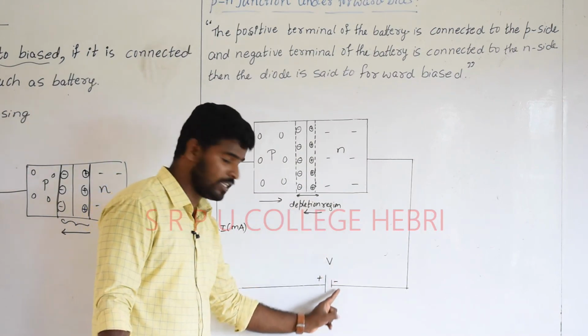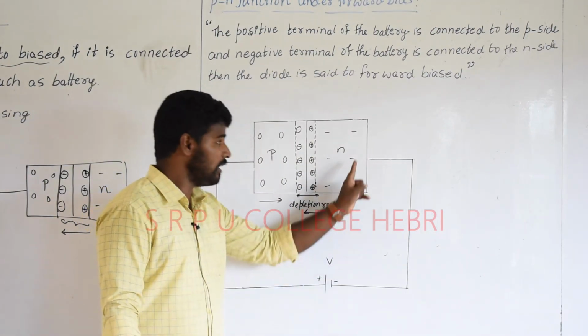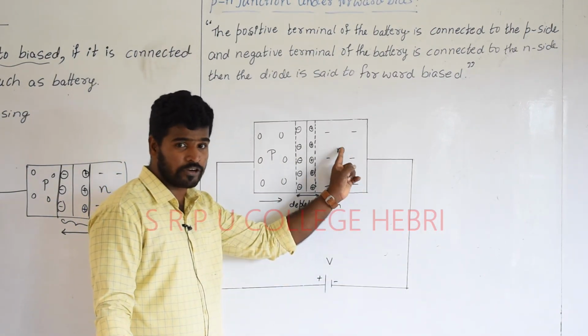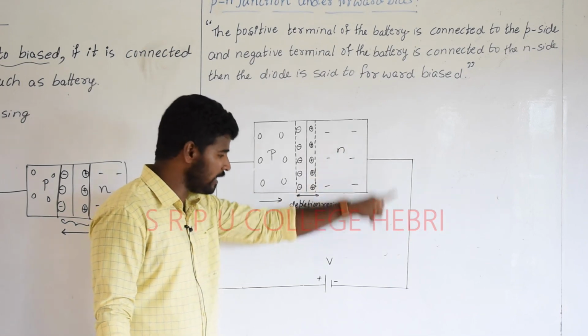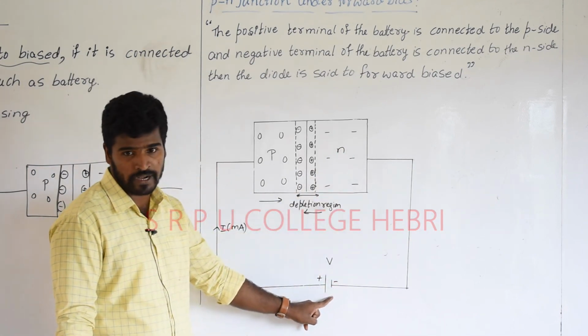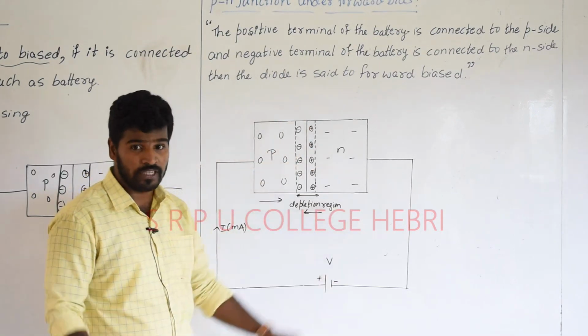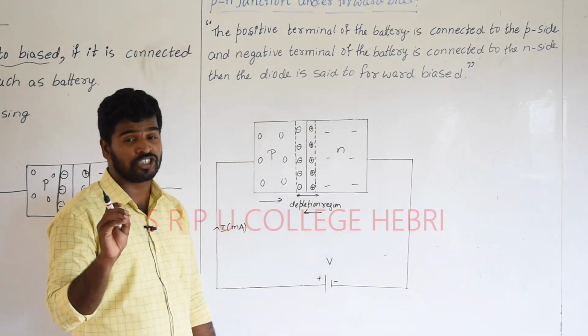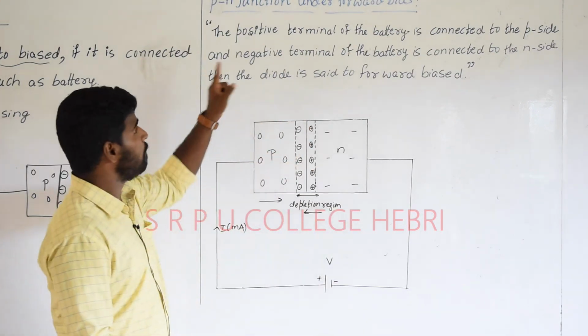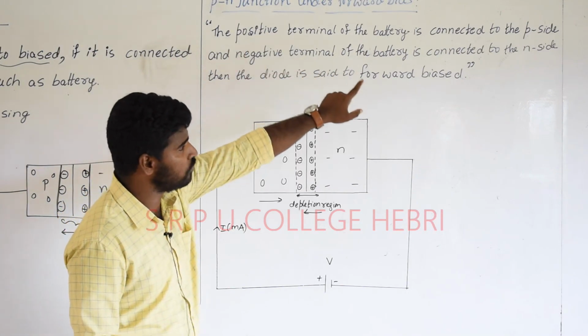Where did you connect the negative? The negative terminal of the battery. See, the majority charge carriers are electrons, the negative charge carriers, and that negative side is connected to the negative terminal of the battery. Therefore, the diode is said to be PN junction forward biased. The positive terminal of the battery is connected to the P side.